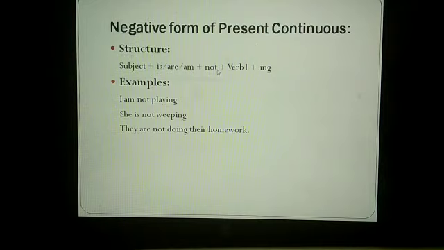We have to add only "not" in the negative form of present continuous tense: subject plus am/is/are plus not plus V1 plus ing and object. I am not playing. She is not weeping. They are not doing their homework. Right? We have added only "not".